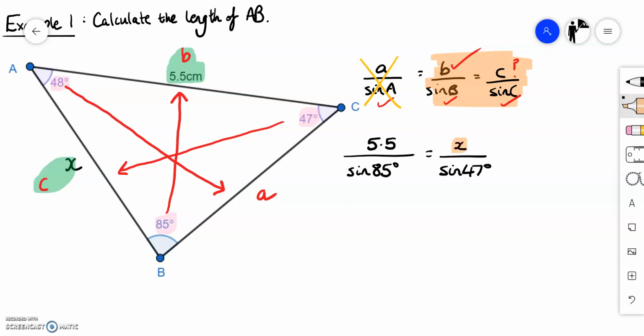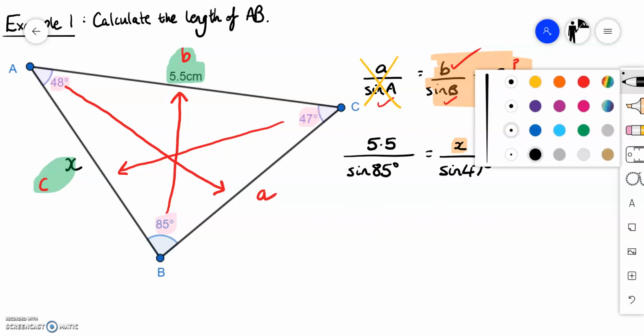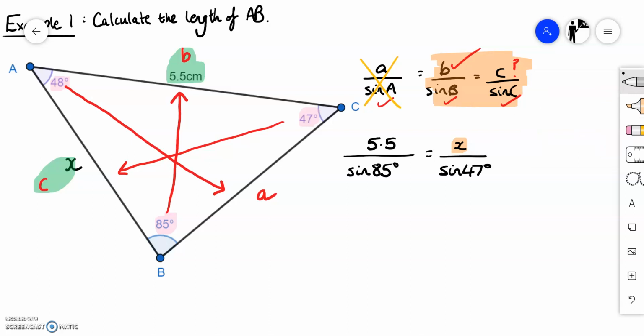Here's x here. In order to get x on its own, it's currently being divided by a value. Sine of 47 is just a number. Do not write this down, but if we had an equation x divided by 2 is 8, to work out that value we would multiply both sides by 2, and we would obtain x equals 16. So essentially here, to isolate x, we are going to multiply both sides by sine 47. That's just a number.